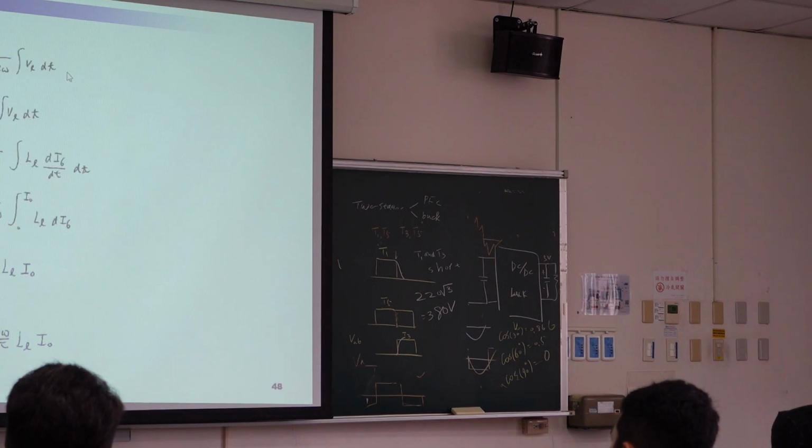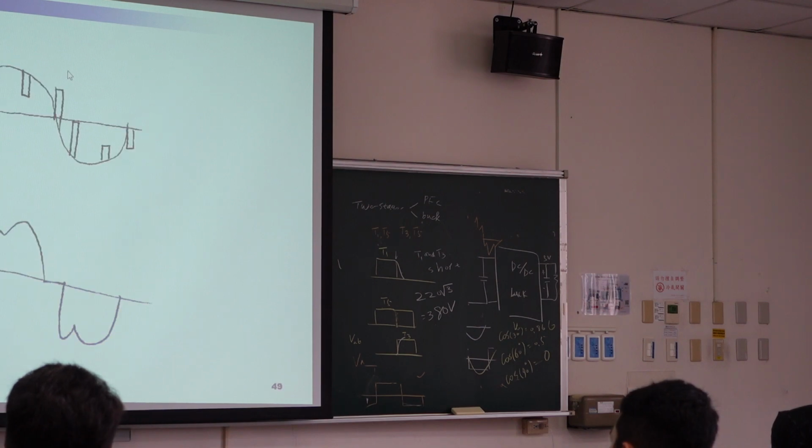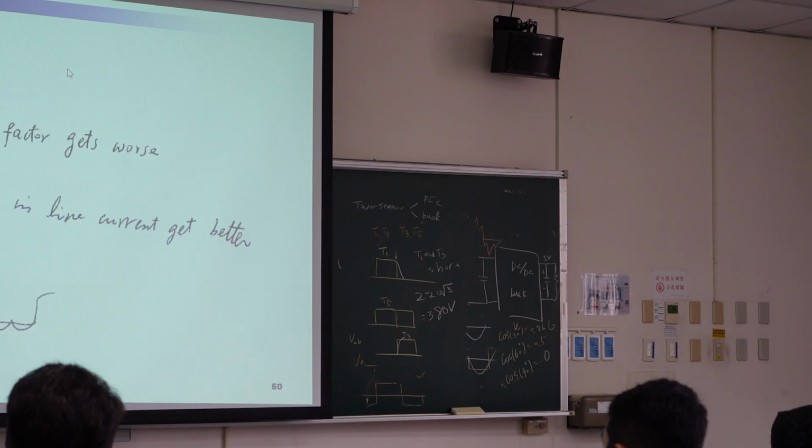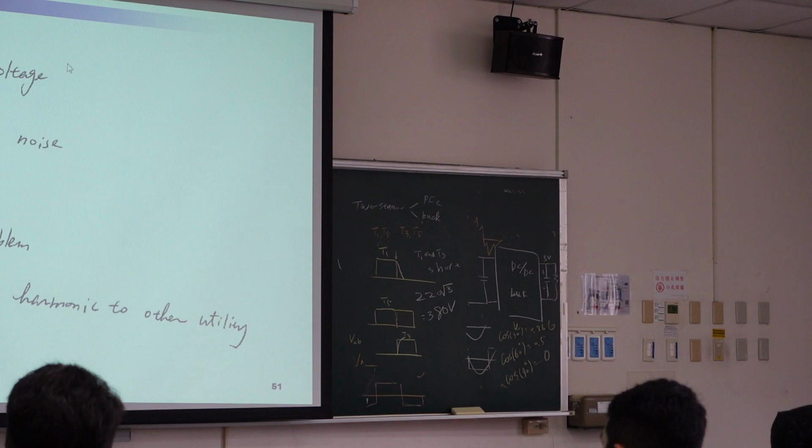So how can you solve this problem? You can see your line voltage becomes this one: notch and a spike. Your current is like this. So your voltage is not pure sinusoidal, and your current is not pure sinusoidal current. Then what can you do? You have to design a filter.